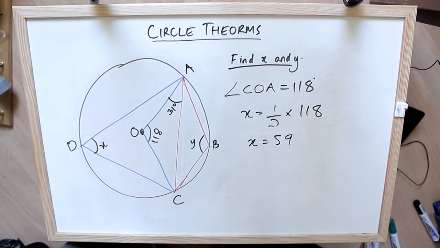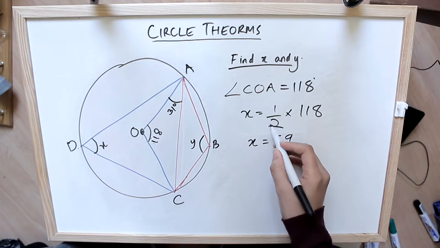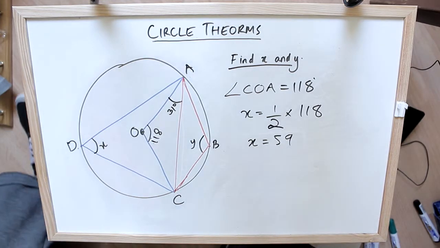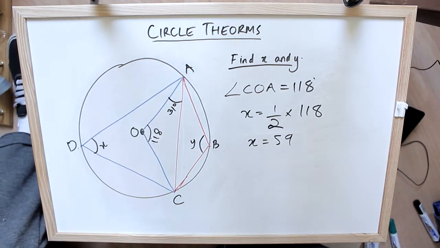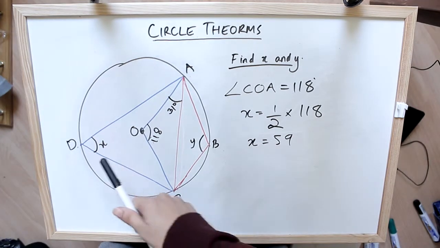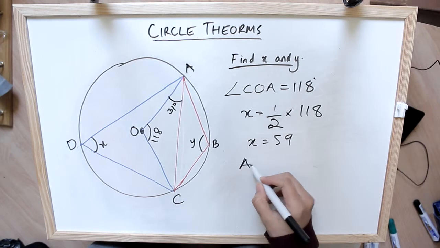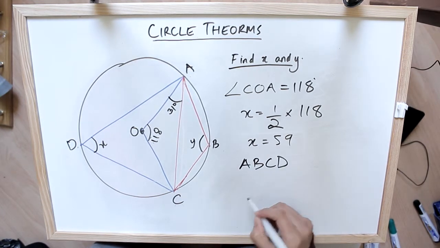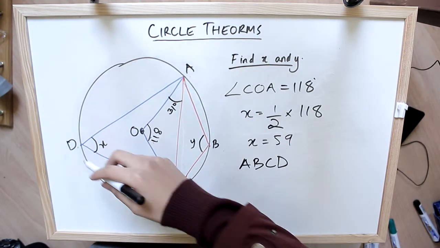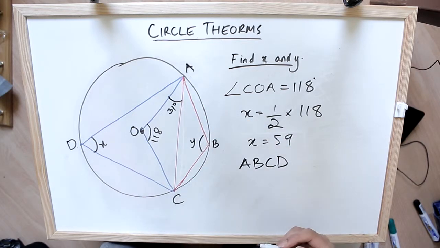Now that we've worked out x, we can work out our y using a theorem which I didn't go through in our previous video, but you should be already familiar with this. It's a formula that you always use with quadrilaterals. If you look at the shape that is created by A, B, C, and D, you can see that this is a quadrilateral.